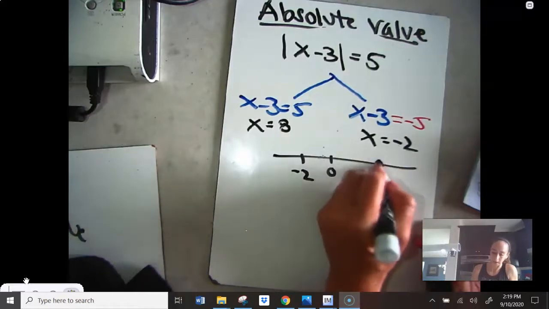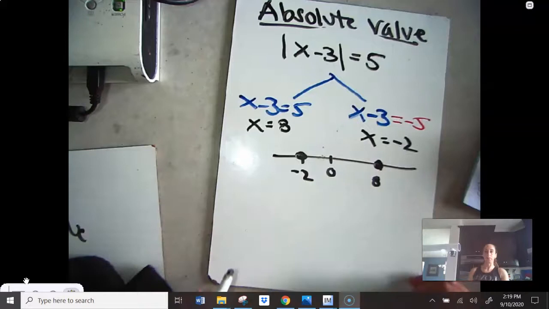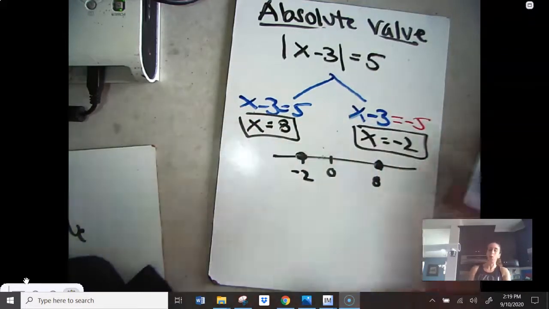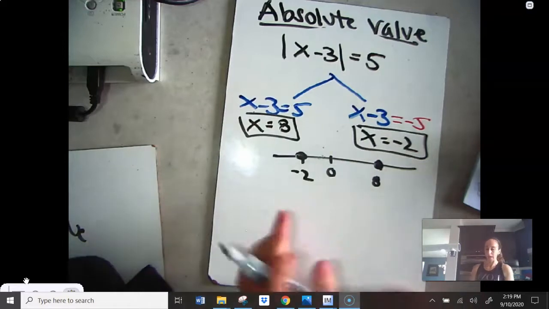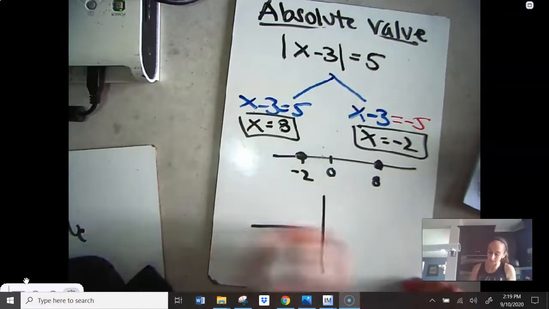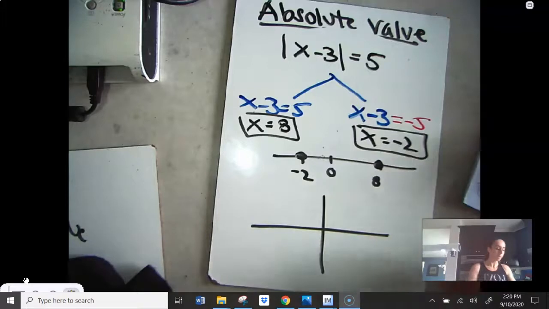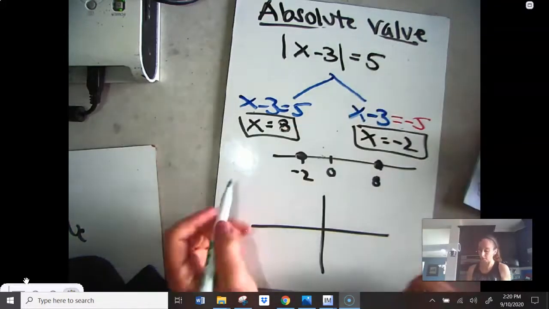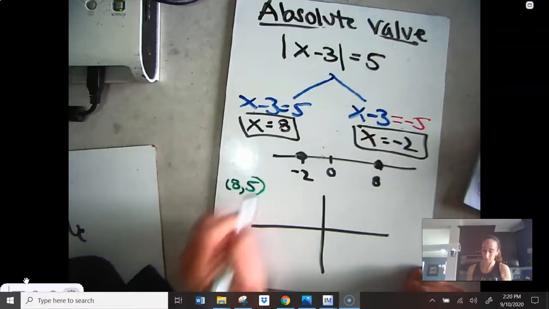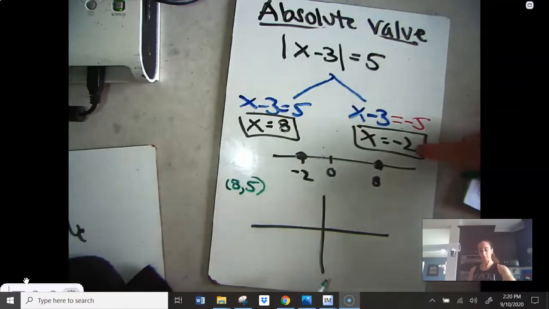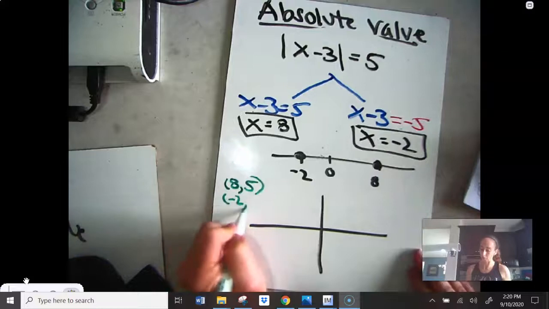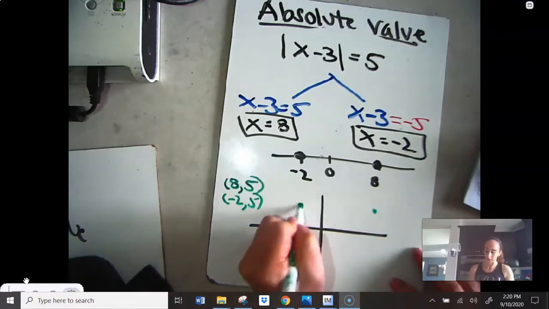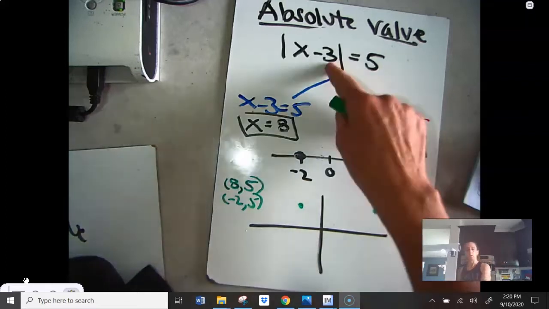If I asked you to graph that, you would go, hey, x equals 8 and x equals negative 2. There are two answers, this one or this one. If I actually asked you to graph this, this would be the point 8, the y would be 5, and this would be x, negative 2 comma 5. So if I asked you to graph 8 comma 5 and negative 2 comma 5.